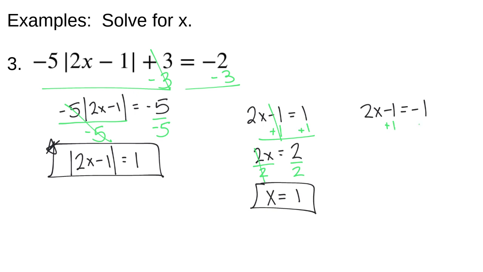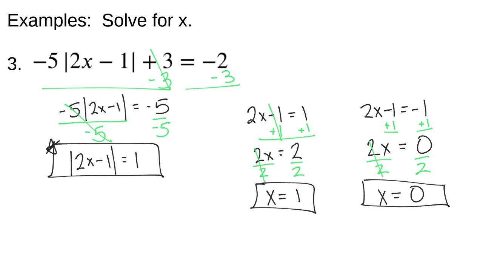Again, we're going to add the 1 to move it over to the other side. And we're going to get 2x equals 0. To get x by itself, we need to divide by that 2. And that will leave me with x equals 0 divided by 2, which is just 0. So for this equation, we could put in 1 for x, or we could put in 0 for x. Both of those will work.